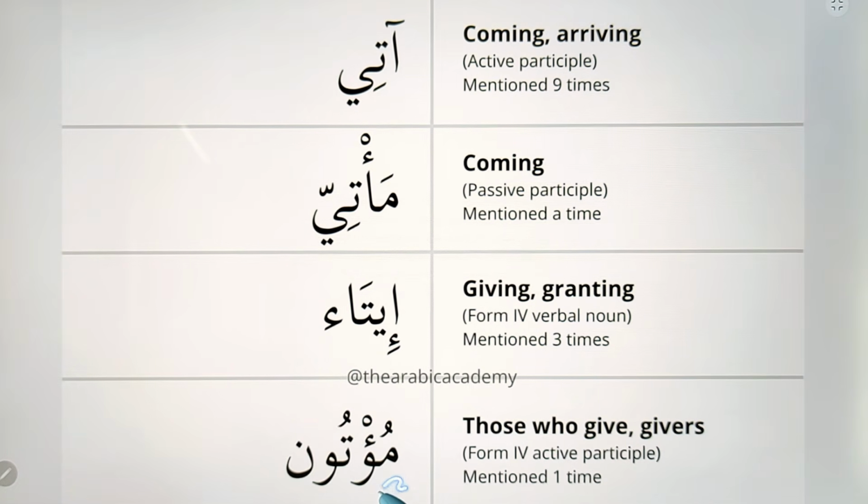Next word is mu'tun. Mu'tun means those who give. Mu'tun was mentioned one time only in the Quran and it was also talking about those who give zakah.